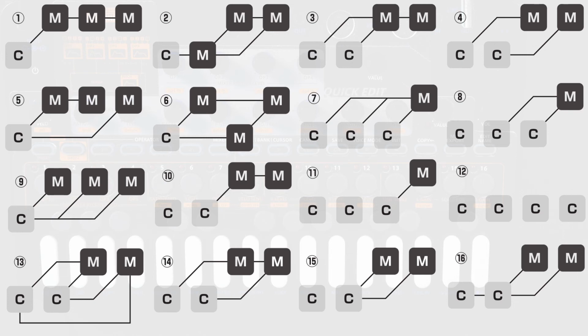Note that the functions are left to right. So in other words, algorithm 1, the one in the far top left: operator 1 is a carrier. Operator 2 is a modulator, modulating operator 1. Operator 3 is a modulator, modulating operator 2. Operator 4 is a modulator modulating operator 3.